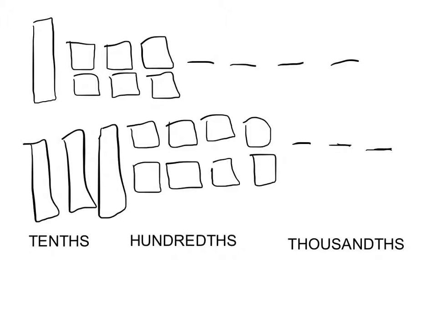We have, let's change the color of the font. 1, 2, 3, 4. Let's write the decimal first. 1/10, 6 hundredths, 4 thousandths.